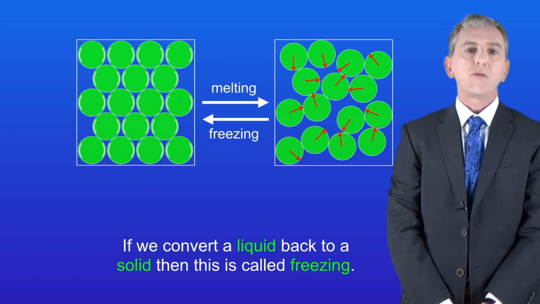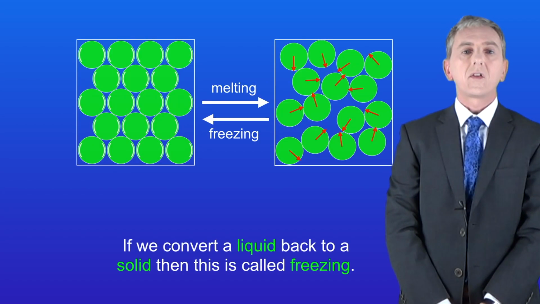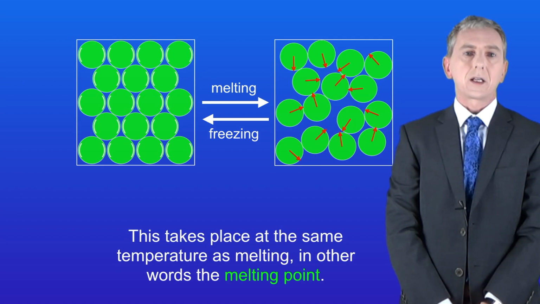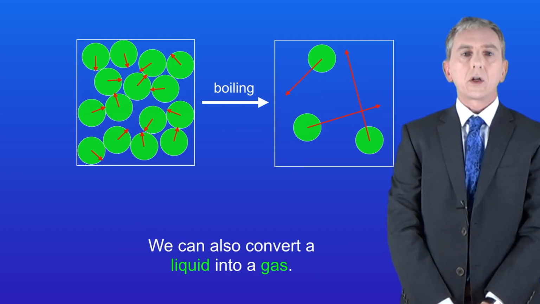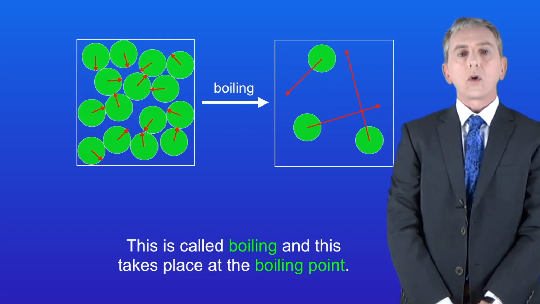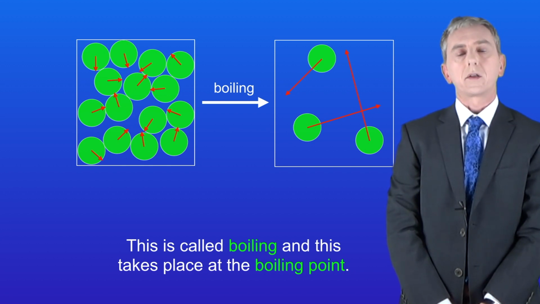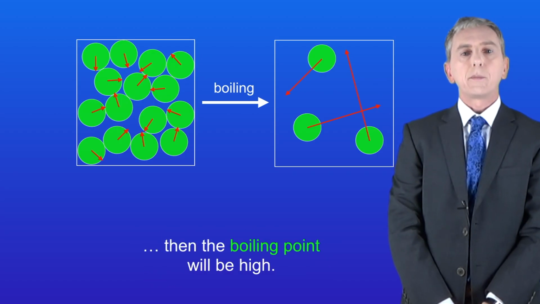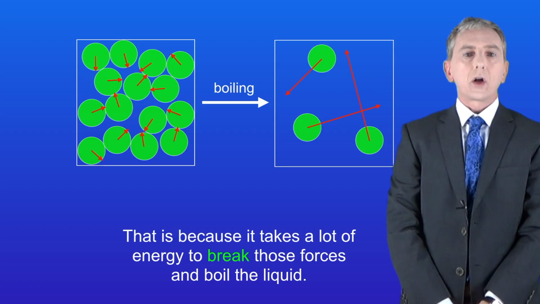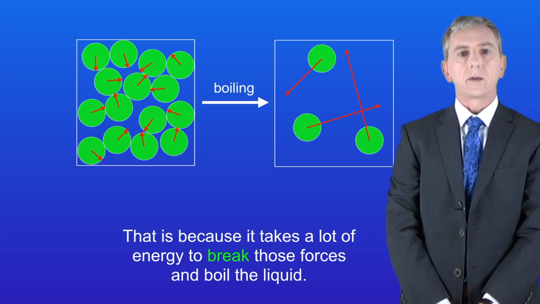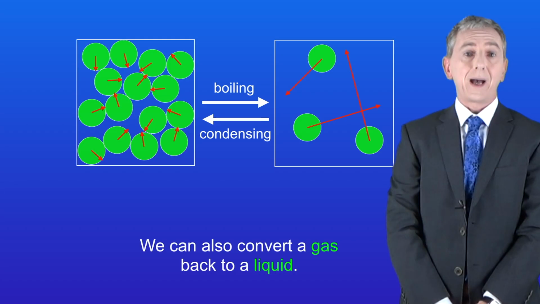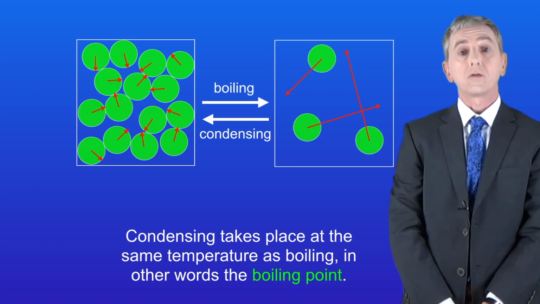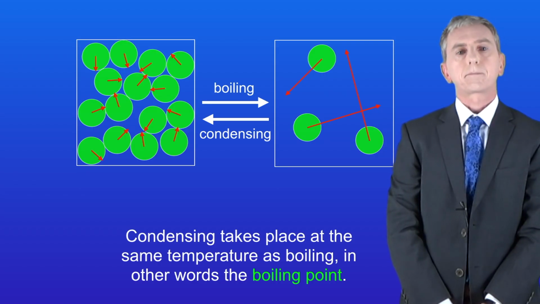Going back to our diagram, if we convert a liquid back to a solid, then this is called freezing. This takes place at the same temperature as melting, in other words, the melting point. Okay, now we can also convert a liquid into a gas. This is called boiling, and this takes place at the boiling point. Just like before, if there are strong forces of attraction between the particles, then the boiling point will be high. That's because it takes a lot of energy to break those forces and boil a liquid. We can also convert a gas back to a liquid. This is called condensing. Condensing takes place at the same temperature as boiling, in other words, the boiling point.